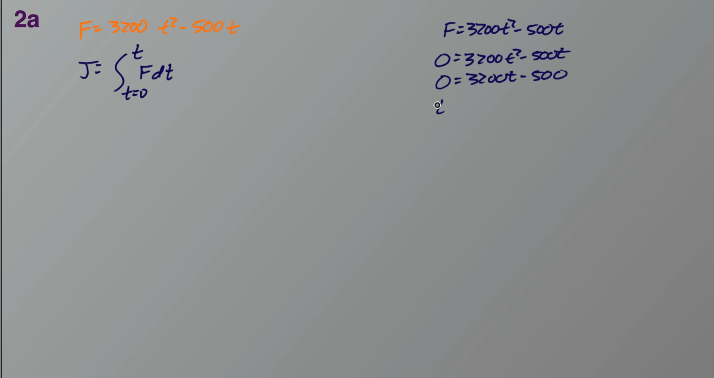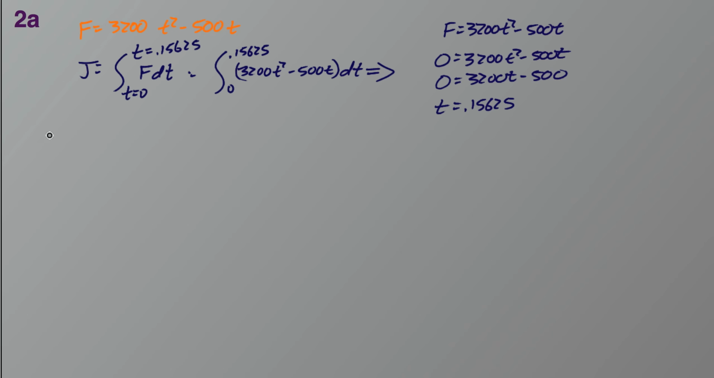Solving then for t, I come up with about 0.15625 seconds. So I'm going to make my maximum t 0.15625 seconds as my limits of integration. One way to do this. All right, so that's going to be the integral from 0 to 0.15625 seconds of 3,200t squared minus 500t with respect to t.